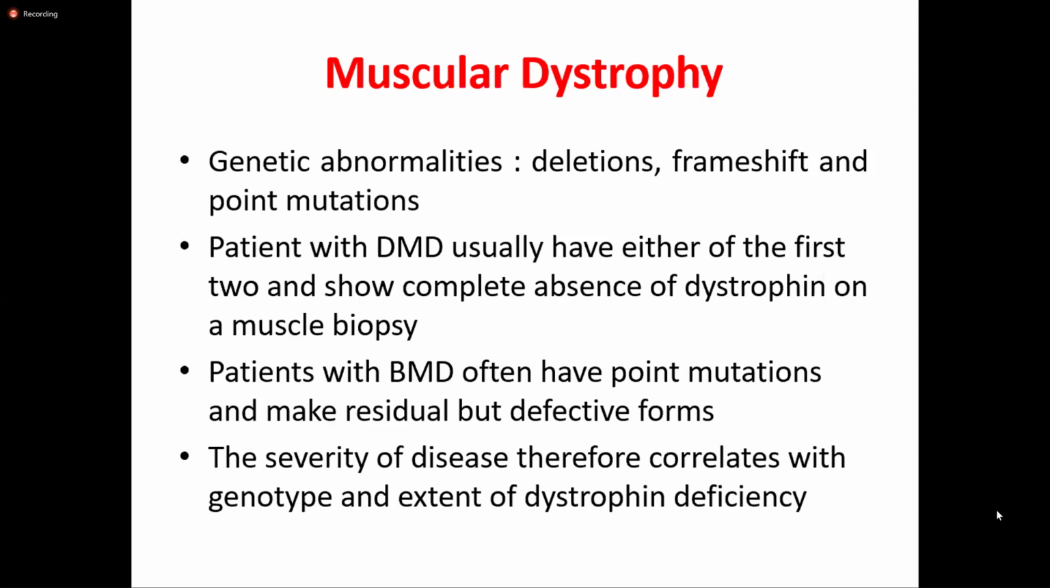Mostly in Duchenne muscular dystrophy, there is deletion and frame shift, and there may be absence of dystrophin on muscle biopsy. There may be complete absence of it. Whereas in Baker's, the genetic abnormality is mostly a point mutation, and there are many defective forms. Though it is the milder form, it also presents with many defective forms. The severity of disease depends upon the genotype and the degree of deficiency of dystrophin.